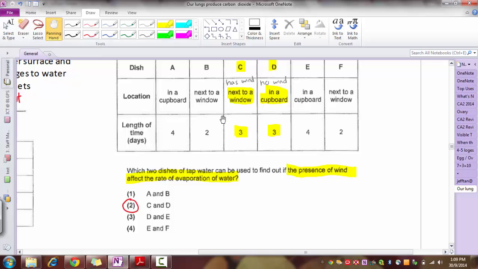Because if you look at A and B, for example, one is in a cupboard, one is next to a window. Same thing with C and D, but if you look at the length of time, it's different. So it's not fair, because evaporation will still occur whether or not there's wind. The one that is left longer, obviously more water will be evaporated. So it's not fair. Fair test means only the variable that you're testing must change. The other variables must be kept the same.